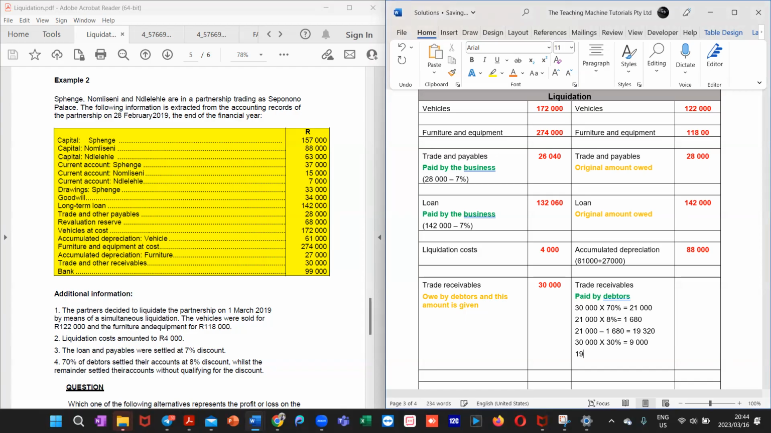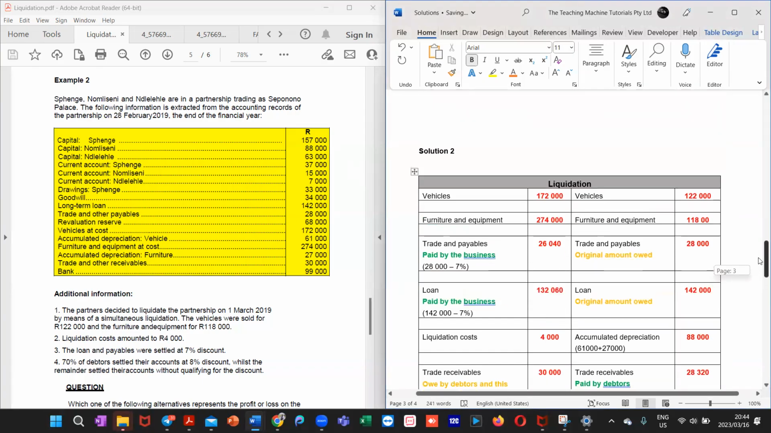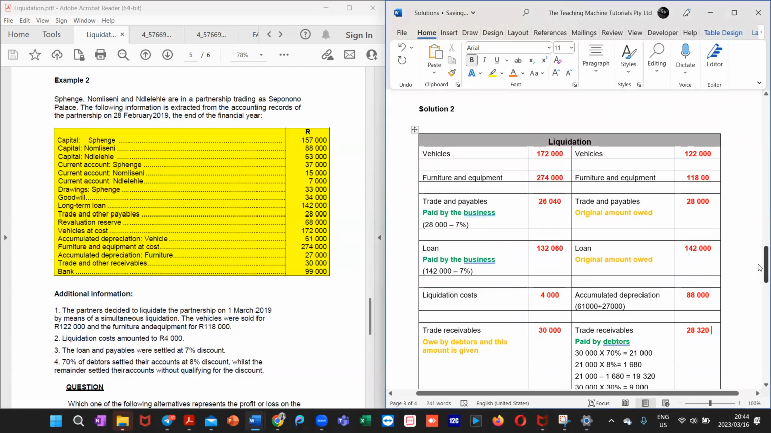And then the total amount expected will be 19,320 plus 9,000. How much is 19,320 plus 9,000? Okay, 28,320. All right, now, which side is bigger and by how much? First, calculate the total on the debit and the total on the credit, then do a comparison.